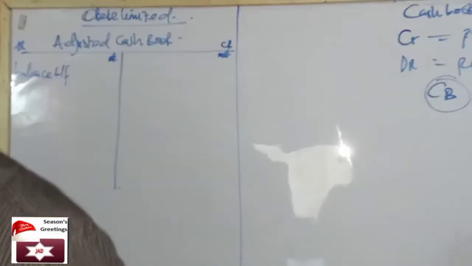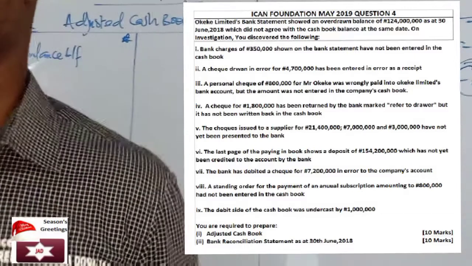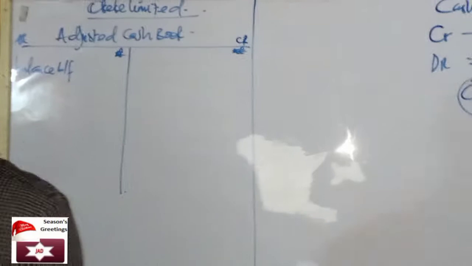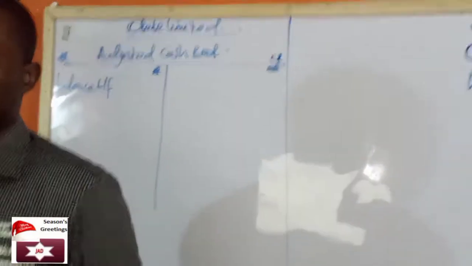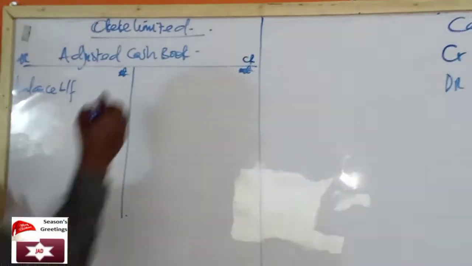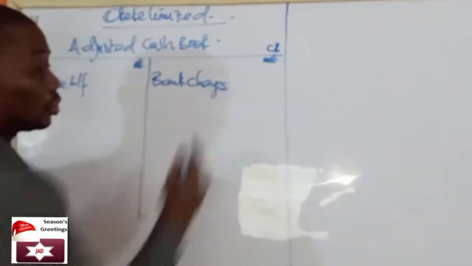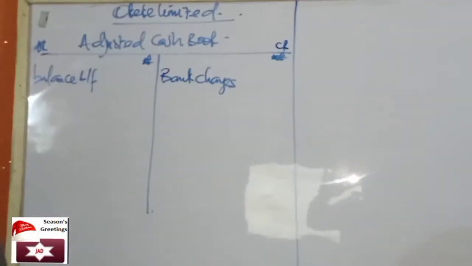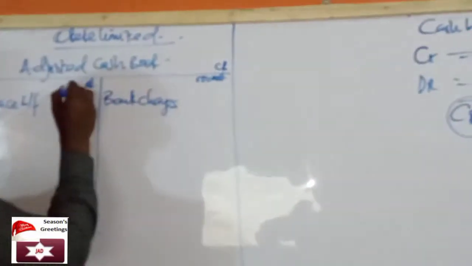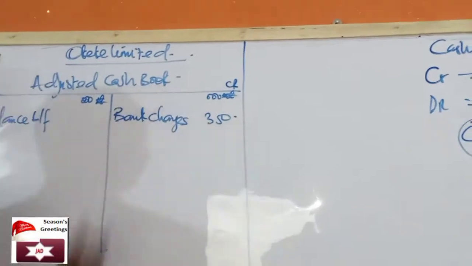We have bank charges of 350,000 shown on the bank statement that have not been entered in the cash book. So bank charges means OKK Limited is paying for bank charges. The bank must have debited him, so he needs to credit his cash book. So we have bank charges. It's in millions, so let us reduce the zeros there. So this would be 350, that's 350,000.